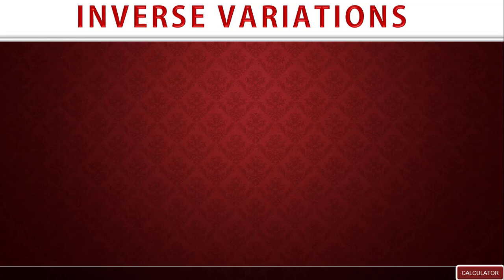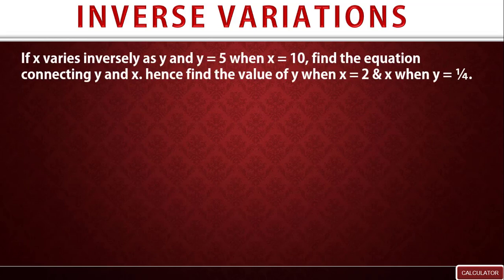Now it's time to look at example 1 under inverse variation. If S varies inversely as Y and Y equals 5 when S equals 10, find the equation connecting Y and S. Hence, find the value of Y when S equals 2 and S when Y equals 1 divided by 4.